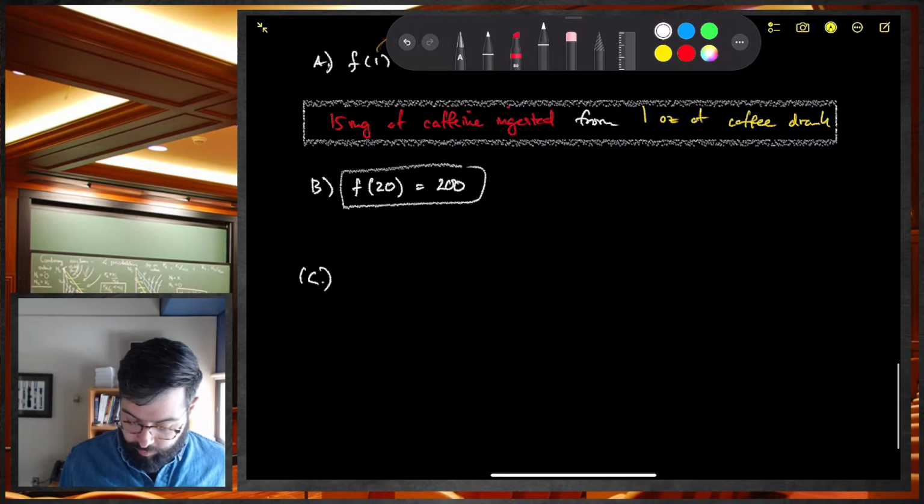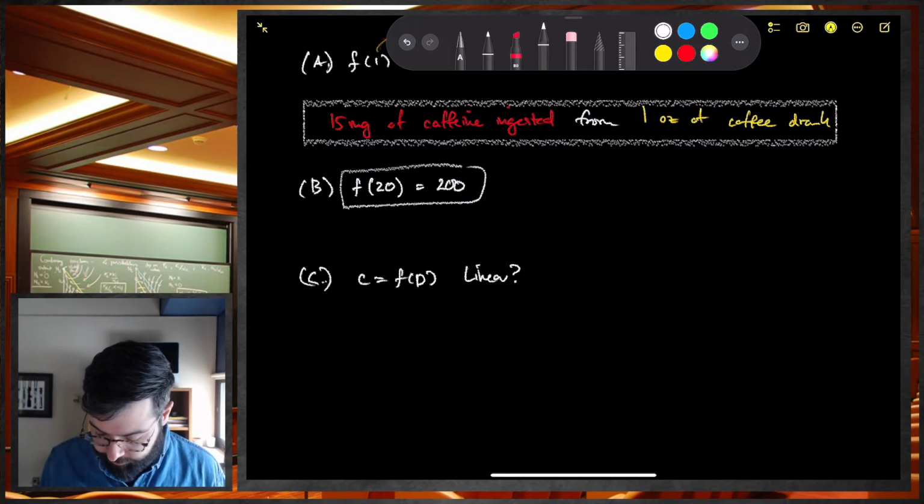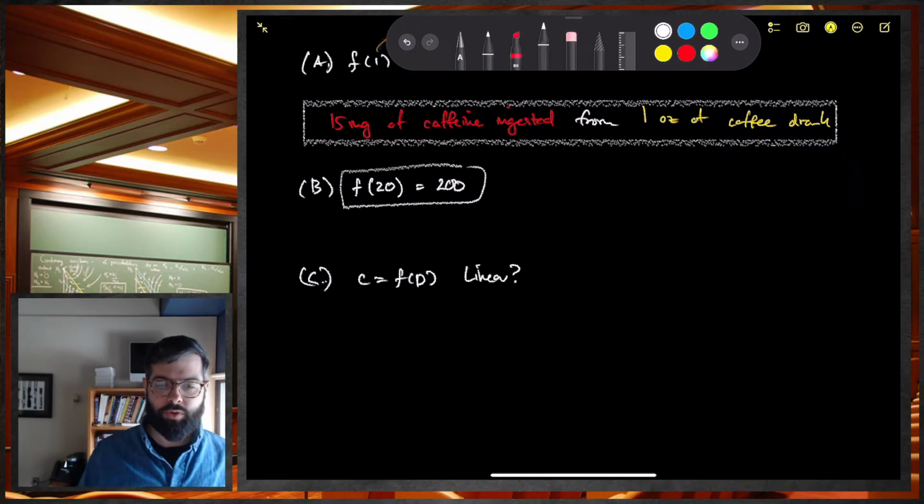And then for part C, they're making the case that C equals F of D is linear, your classmate. Do you believe them? Do you disagree? Explain your reasoning. So here I'm open to interpretation. I think if you make a strong enough case, I could hear the case that it is a linear function, but I could also show you quickly that it's not.